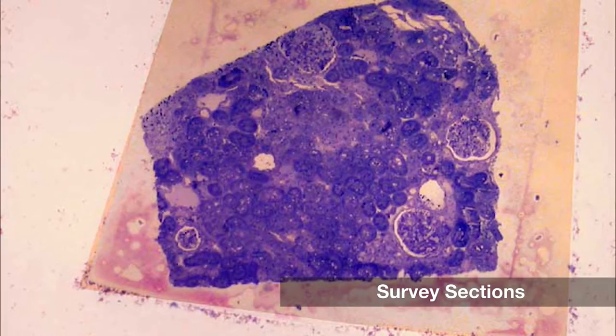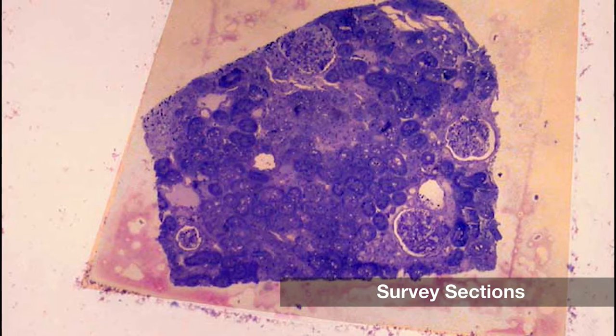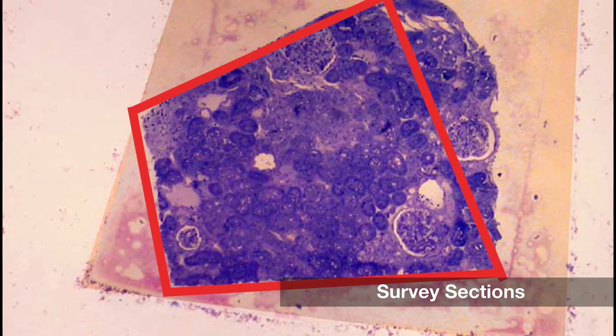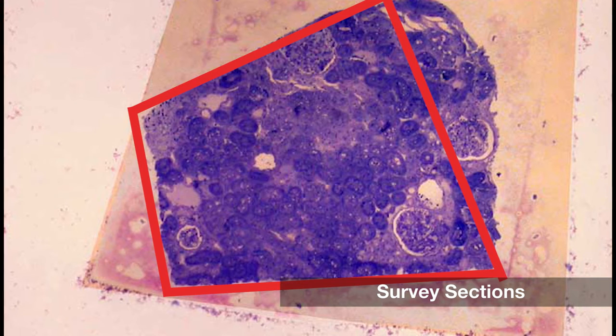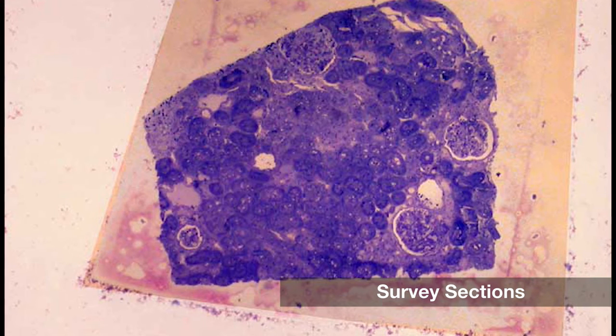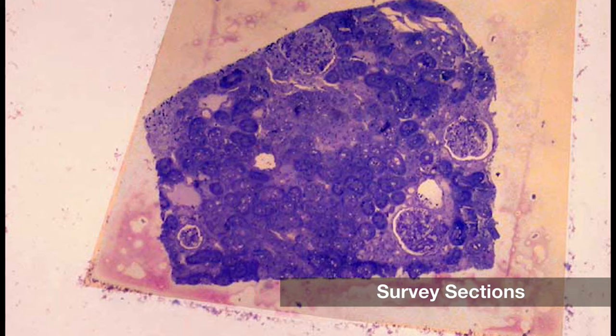Survey sections are examined with the light microscope to locate the area of interest and to check the orientation and preservation of the tissue. Note the trapezoid shape of the block. Cells and structures are coloured blue with the dye toluidine blue. This section also shows precipitation of the dye on the section.